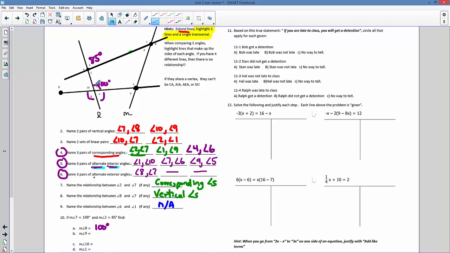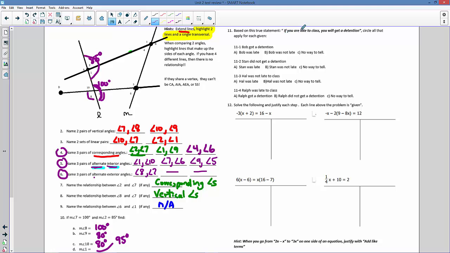9 and 100, these are a linear pair. See, they make a line. They're a linear pair, so that means they're supplementary, which makes 9 80 degrees. Angle 10 is across from angle 9, so they're vertical angles, so that would also be 80 degrees. And angle 1 would be a linear pair to angle 2 here. I can't scroll down here, so I'm just going to put a little arrow there. So 180 minus 85 is 95 degrees.